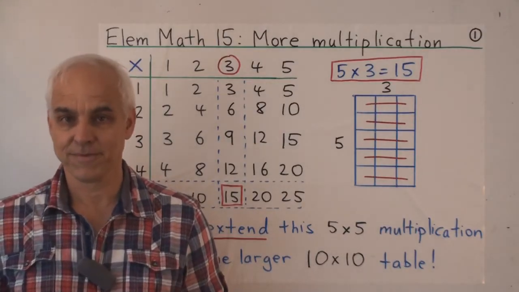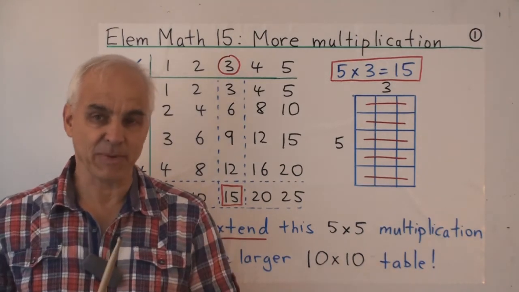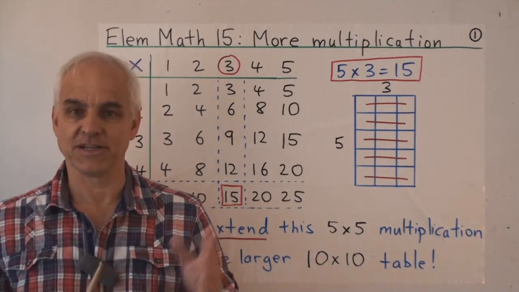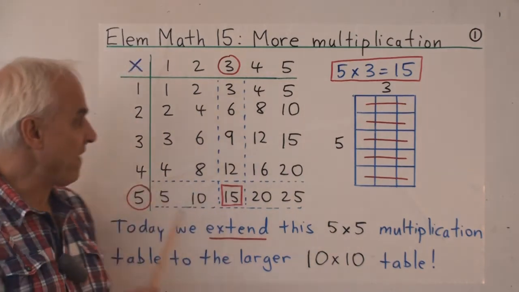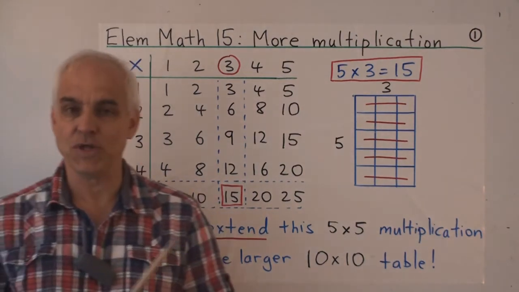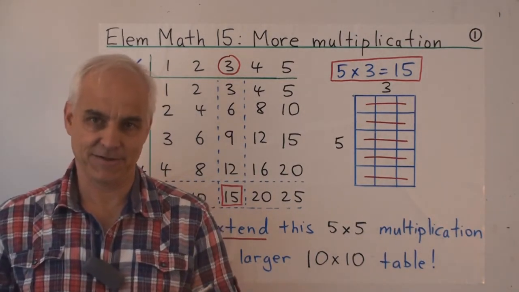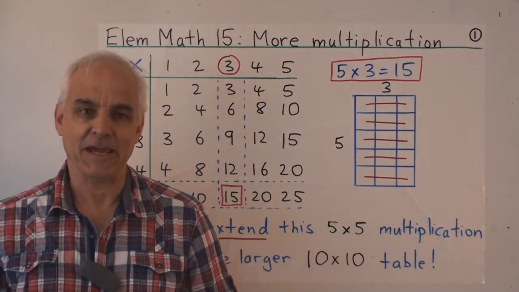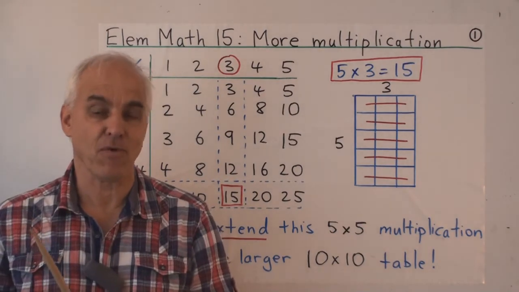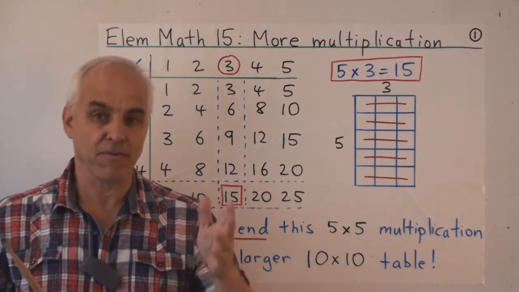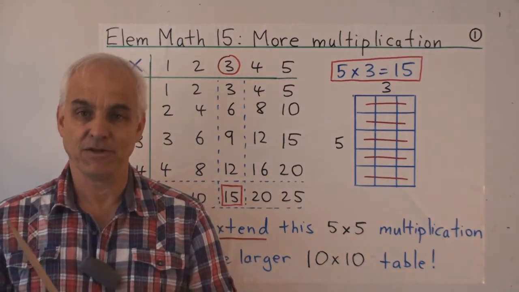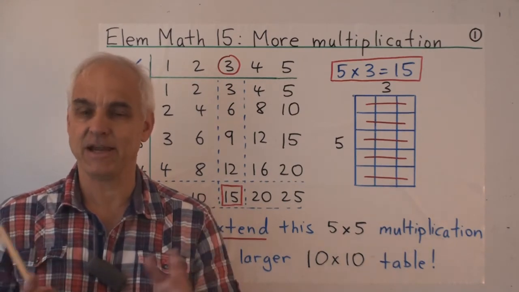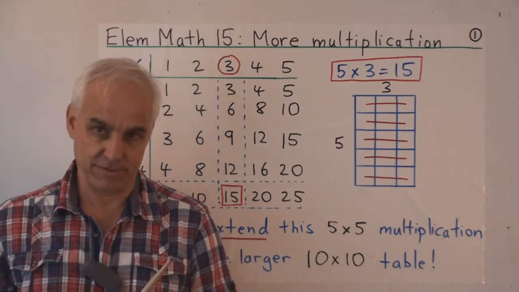Welcome everyone. Today we're going to extend the multiplication table that we started discussing last time from the 5 by 5 case to the 10 by 10 case. It's a big step up, and it's a major achievement for young people, usually around grade 3 or something like that, to get this 10 by 10 multiplication table under their belt.